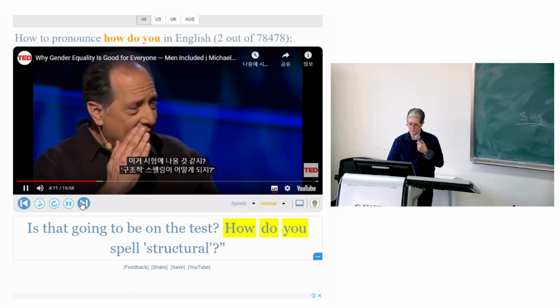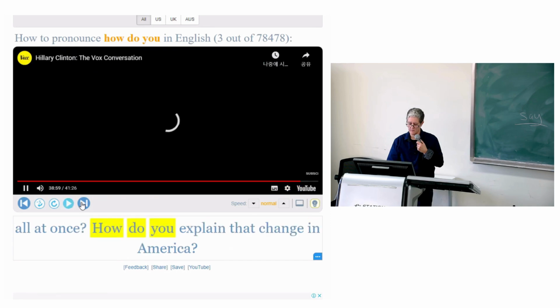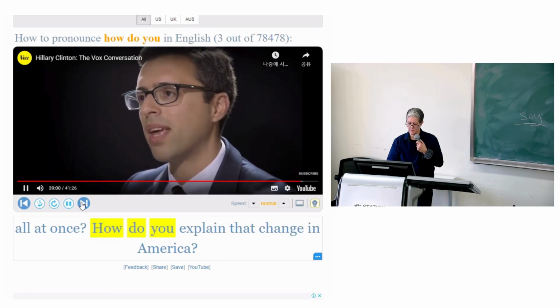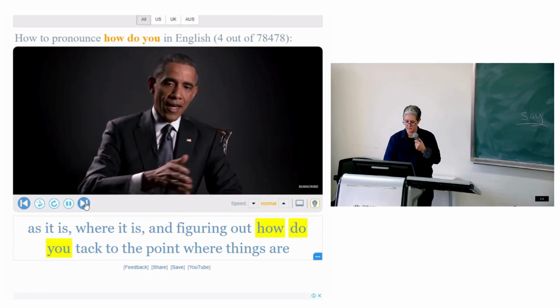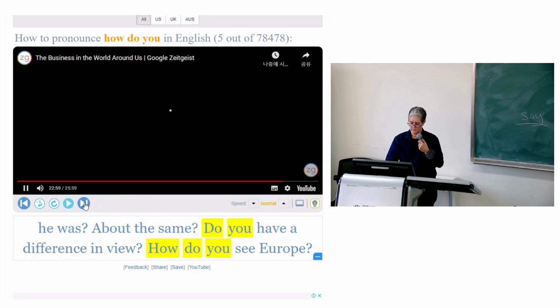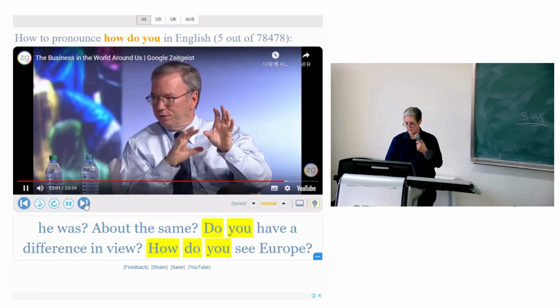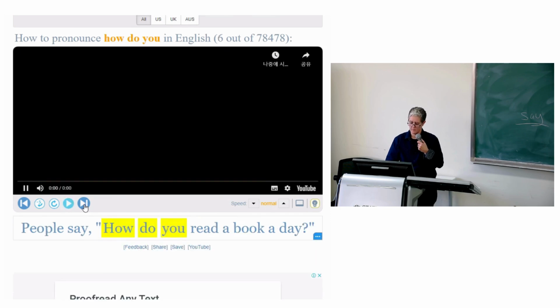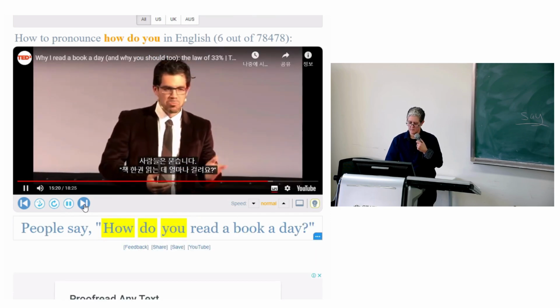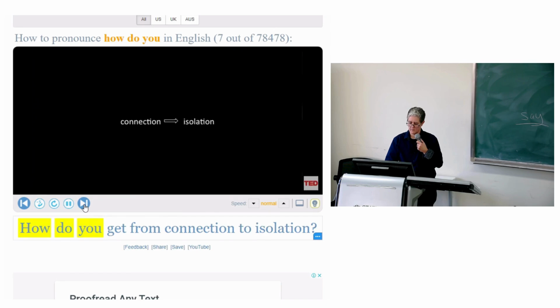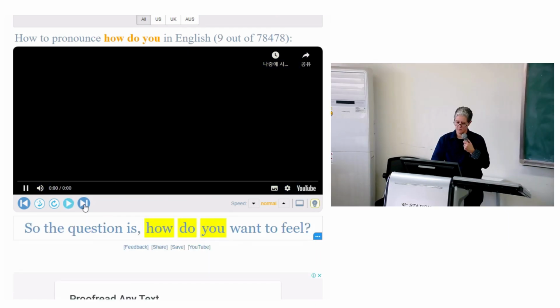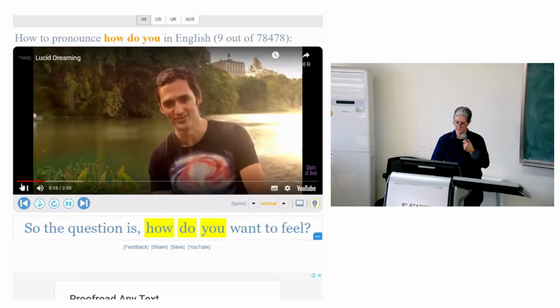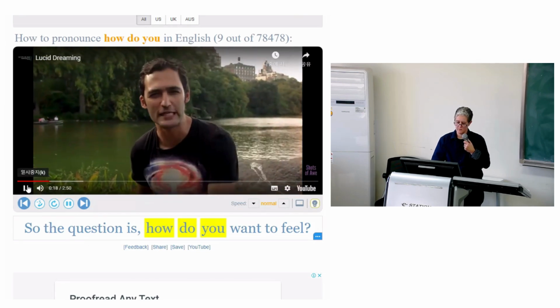Those different spaces? Is that going to be on the test? How do you spell structural? Institutions all at once. How do you explain that change? Recognize the world as it is, where it is, and figuring out how do you tack. More optimistic than he was, about the same? Do you have a difference in view? How do you see Europe? My own pace. People say, how do you read a book a day? Sometimes. How do you get from connection to isolation? At Oprah, how do you deal with the press? So the question is, how do you want to feel?